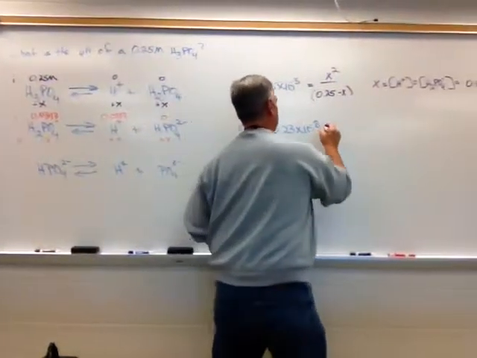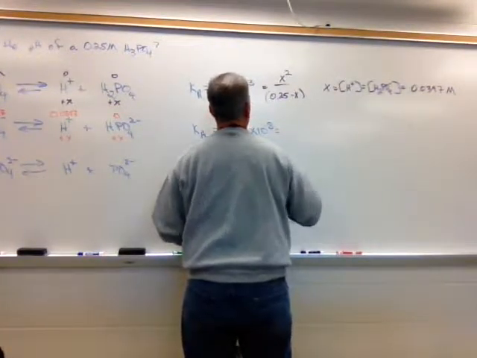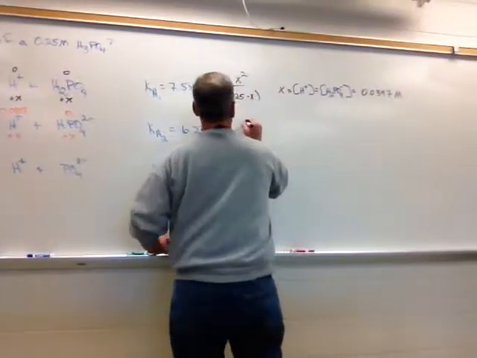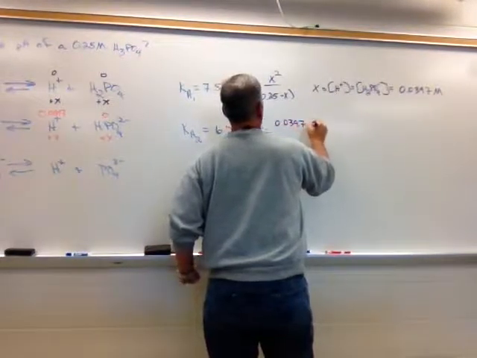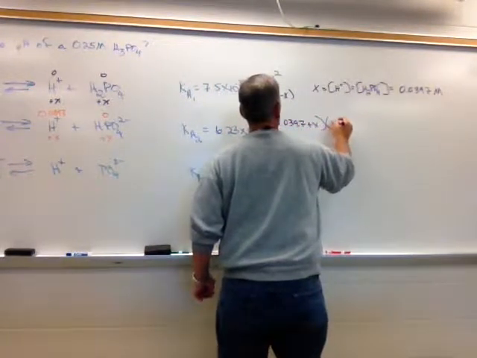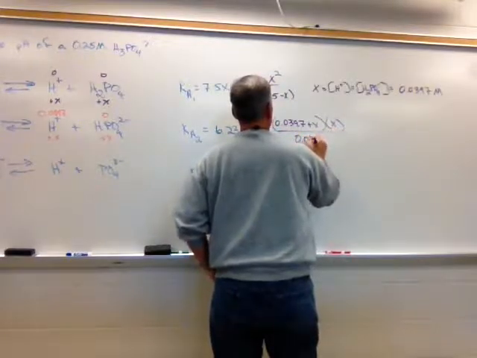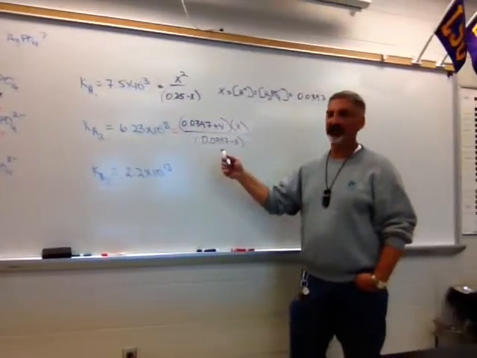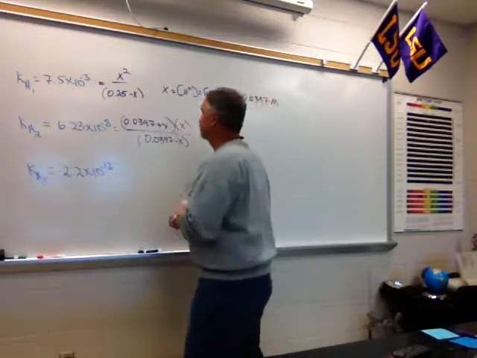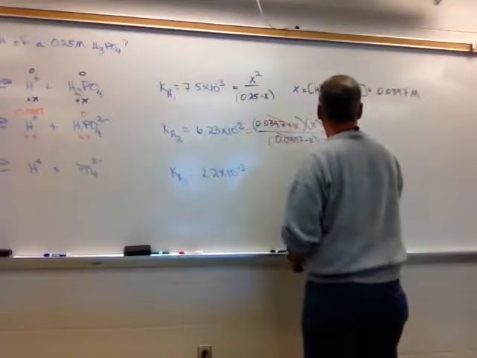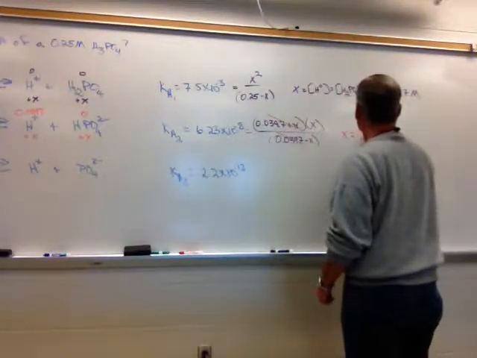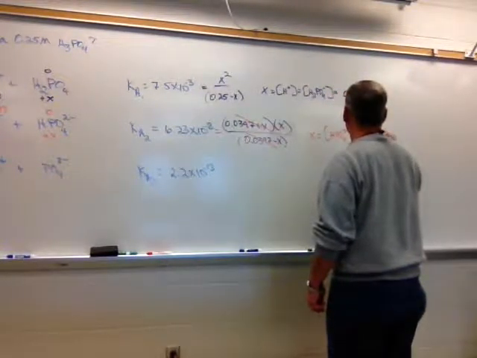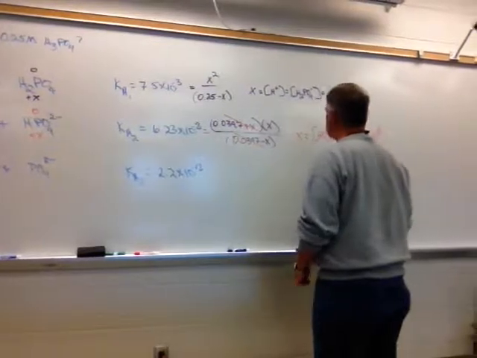So now we're at 0.0397 plus x times x all over 0.0397 minus x. Now, we can assume that, right? So therefore this cancels out. So x is equal to my HPO4 2 minus, which is equal to Ka, 6.23 times 10 to the minus 8. So now what do I do?